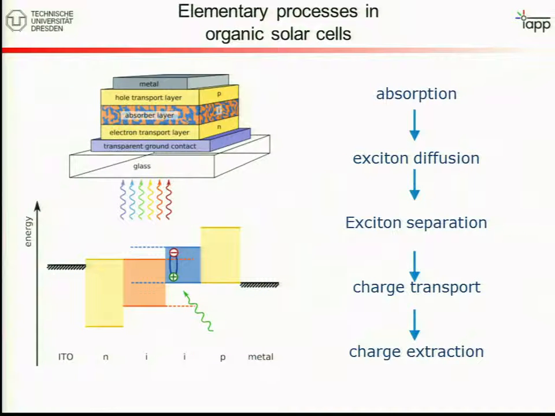If you look at an organic solar cell, you have to watch it a little bit differently than a CdTe or silicon solar cell, because you generate first excitons, they diffuse to an active layer, and there they have to be separated, and then you transport charges and extract them. And the main difference is then that you need an internal interface where you separate these excitons.